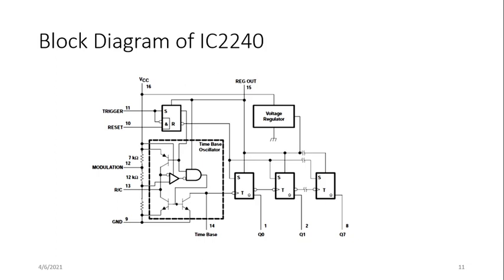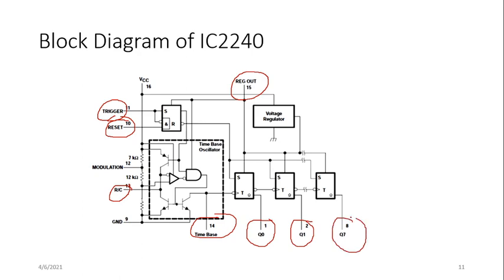Okay, next. This is the block diagram of IC2240. So we have seen the different pins there. Trigger input is there. Reset input is there. Then RC terminal is there. Register out, that is V regulator is there. Time base output is there where negative pulses are generated. Q0 output is there, or actually it is O0, O2, like that you are having the different outputs. Pin number 1 to 8 are different output pins.